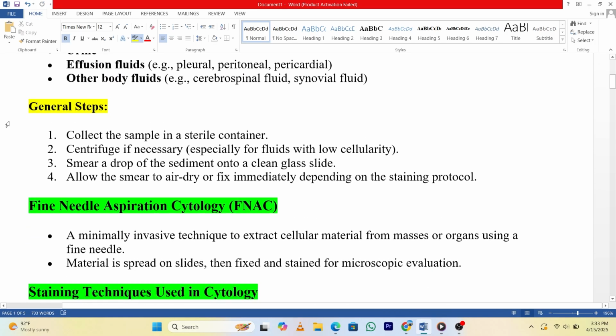General steps. 1. Collect the sample in a sterile container. 2. Centrifuge if necessary, especially for fluids with low cellularity. 3. Smear a drop of the sediment onto a clean glass slide. 4. Allow the smear to air dry or fix immediately depending on the staining protocol.